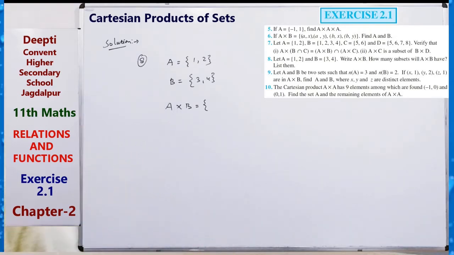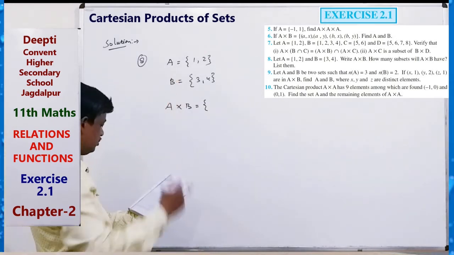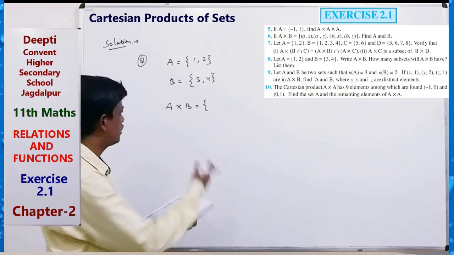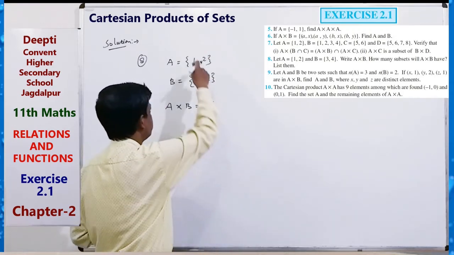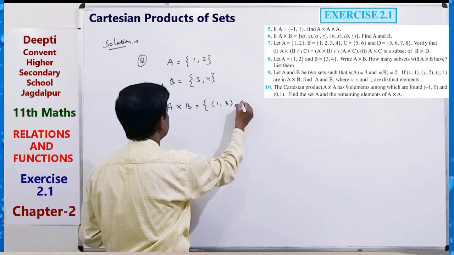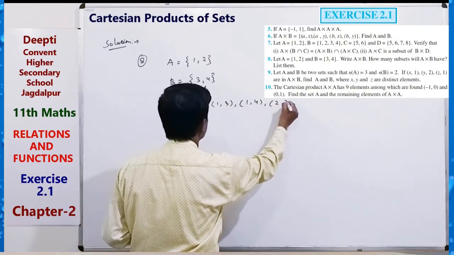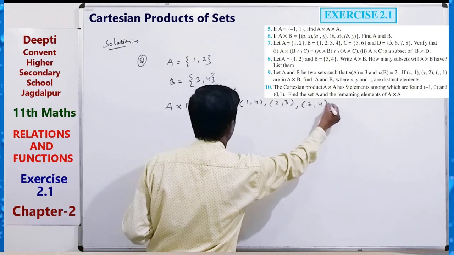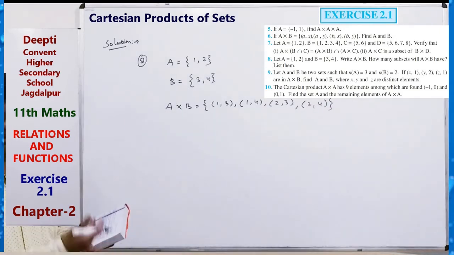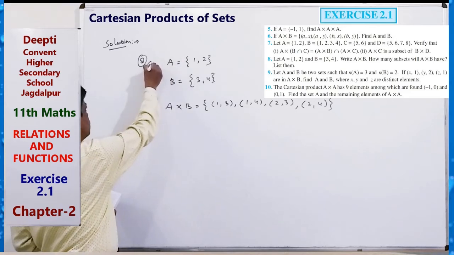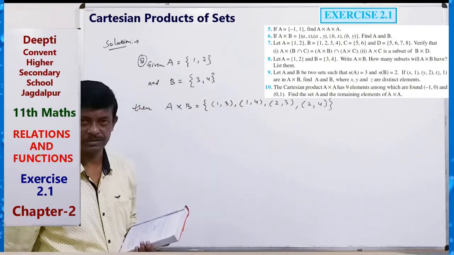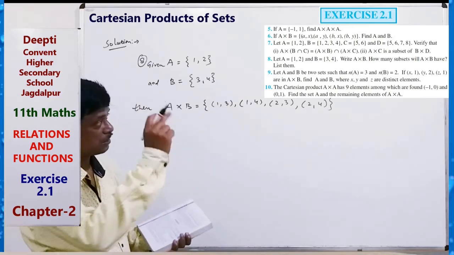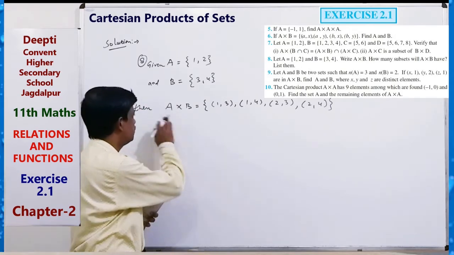Clear? Now, given A is 1, 2 and B is 3, 4, how can you write A cross B? There will be 2 into 2 elements: (1,3), (1,4), (2,3), (2,4). A cross B will be this. So how many subsets will A cross B have?